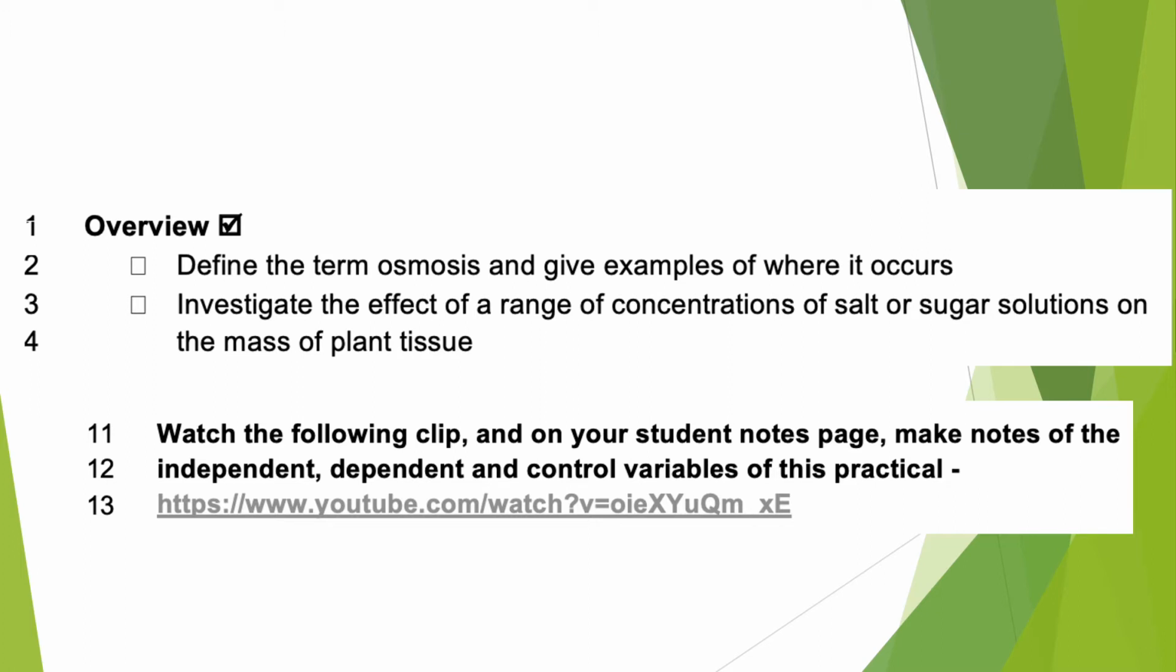the effect of a range of concentrations of salt or sugar solutions on the mass of plant tissue. So take a look at the YouTube video link that's on there. This is the practical that we would have done had we been in school. And basically what it is, you get a potato and you cut it up, and you would immerse the potato in different solutions of sugar, so different concentrations of sugar, and you would see which potato has the most water content inside it. All right, and how you would do this is you weigh it. So the heavier it is, the more content that it absorbed, okay, or that would diffuse into the potato.